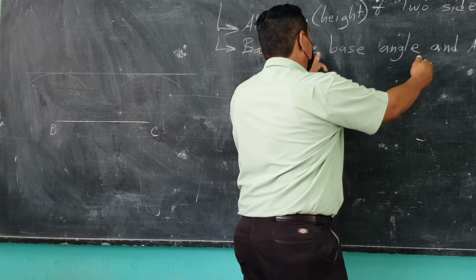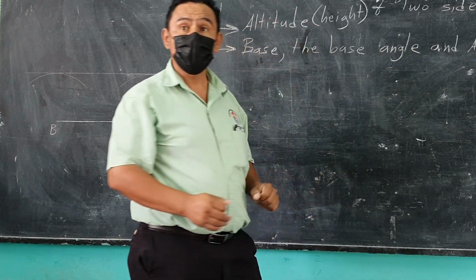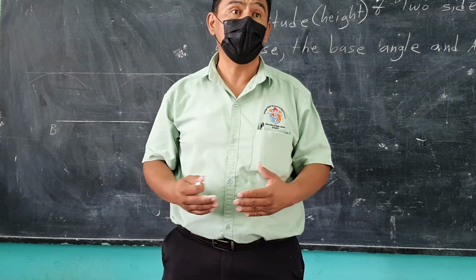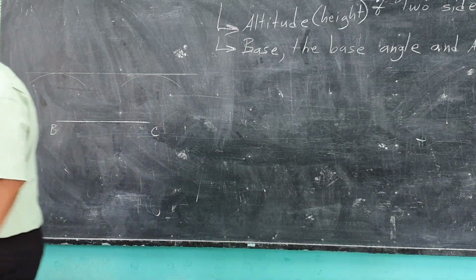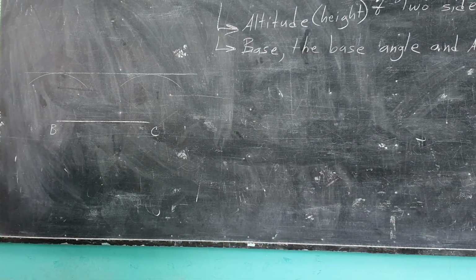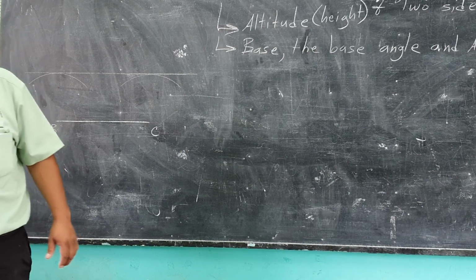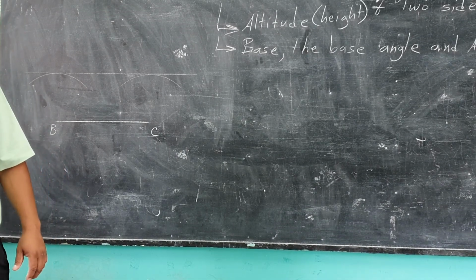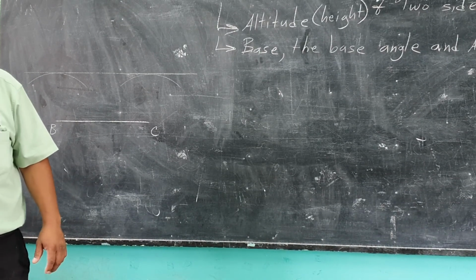Now what will be the next one? It will be the base angle. So the teacher has to provide you with that base angle. So what is the base angle there? The base angle is 30 degrees. And where is this 30 degrees? This 30 degrees is at B. Is that clear, class? This 30 degrees is at B.